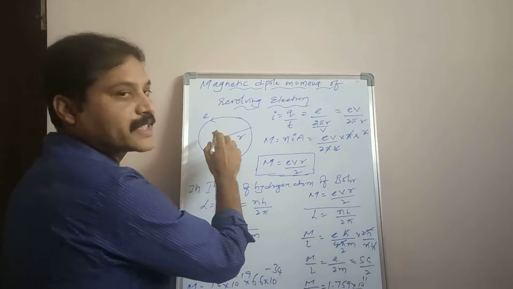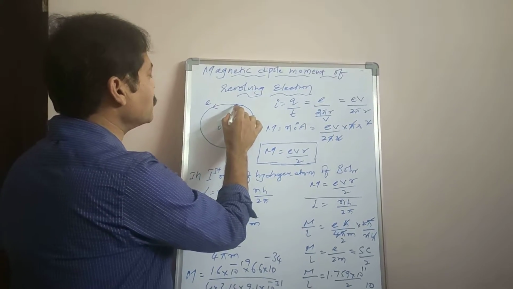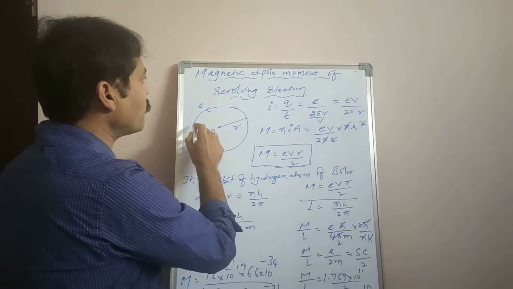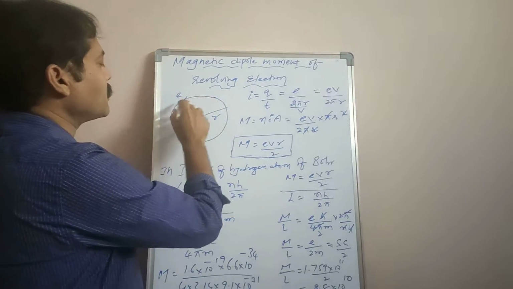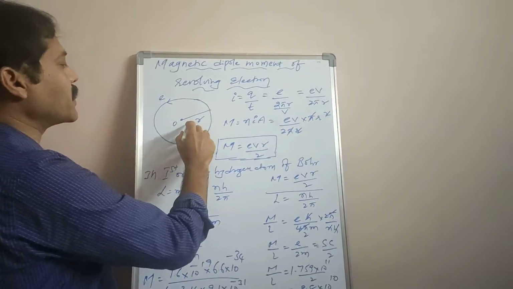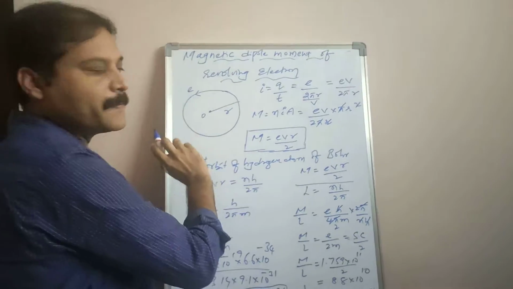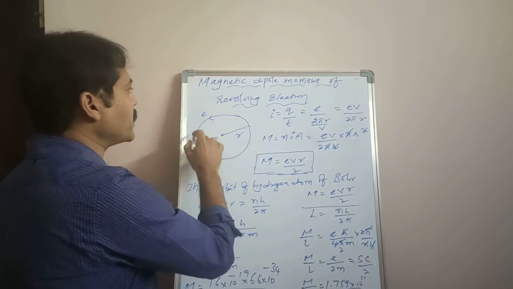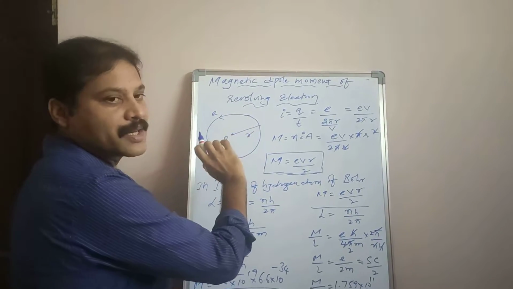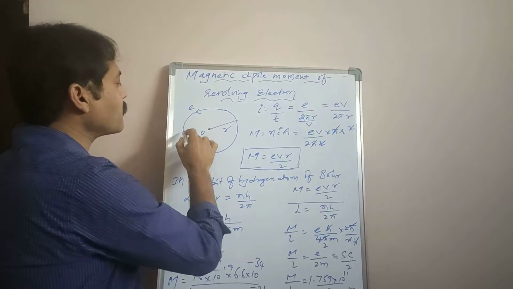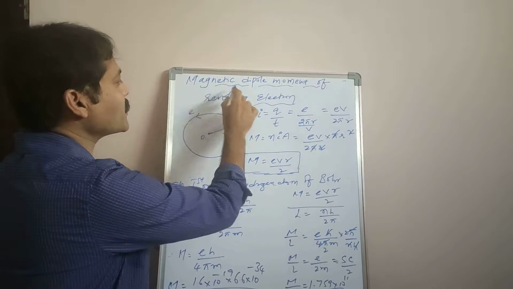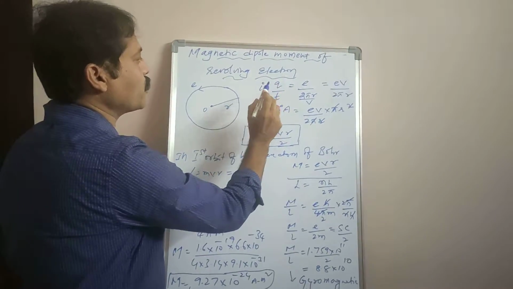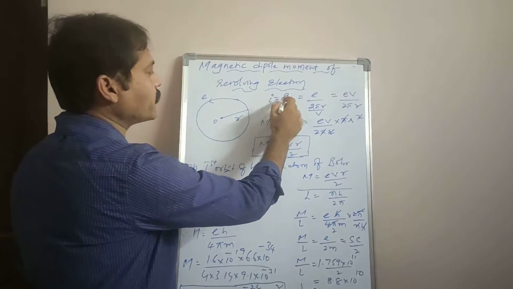So let us consider an electron having a charge of small e revolving in a circular path of radius r. Now we try to find the magnetic dipole moment of this revolving electron. Whenever this electron is revolving in a circular path, that constitutes some electric current. That current is given by I is equal to Q by T, which is the rate of flow of charge.